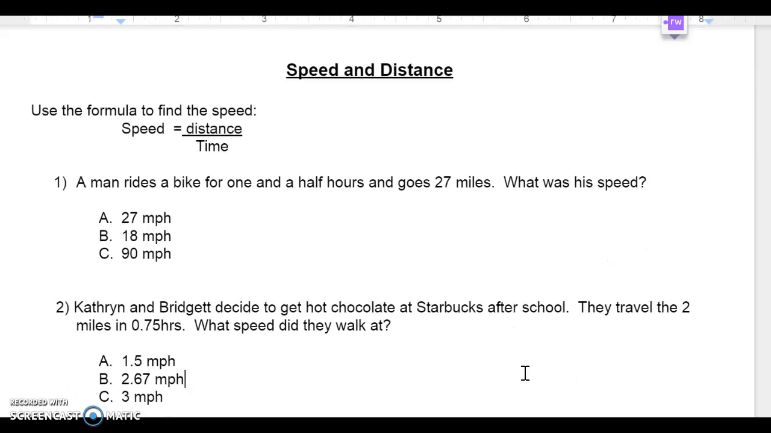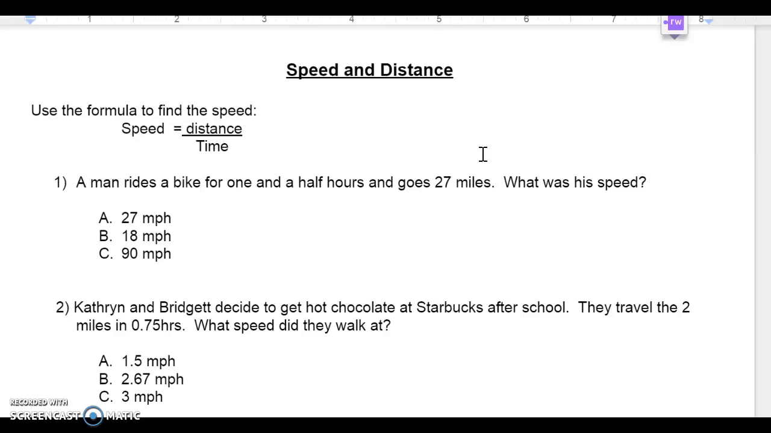Next section is for speed and distance. So I gave you the formula for speed. Speed equals distance over time. So you're going to use this formula to solve the next few questions. Number 1, a man rides a bike for 1.5 hours and goes 27 miles. What was his speed? A, 27 miles an hour, B, 18 miles per hour, or C, 90 miles per hour.